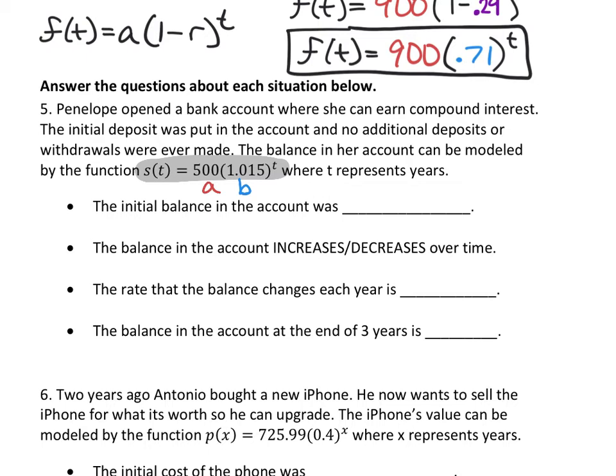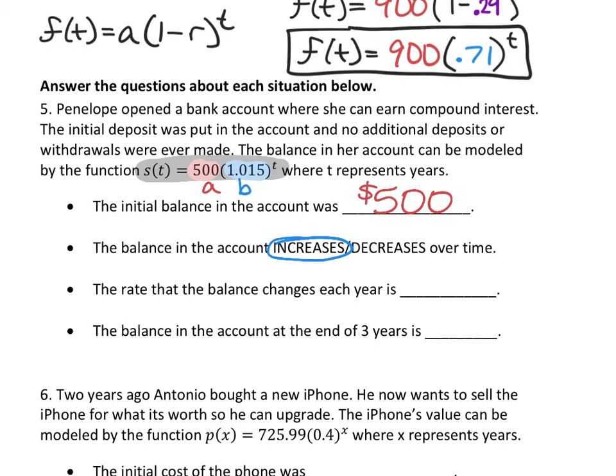So let's read some of our questions. It says the initial balance in the account. Well, that's easy. Initially, we had $500 in this account. Good job, Penelope. You're saving at least $500. And now, since b is bigger than 1, is this going to be increasing or decreasing over time? Increasing. It's a growth equation. This is what happens when you save your money in banks.